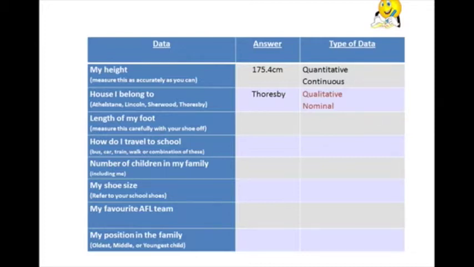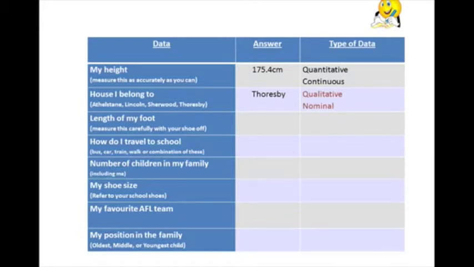The second category there, Thorsby, is definitely qualitative data. It's not number data, it is a category. Thorsby is a category. Are there any orders to Aston, Lincoln, Sherwood or Thorsby? Well, I'm sure some people might think that some houses are more important than others, or should be coming first, or should not be coming first. But in reality, they are just 4 categories with no particular order in them, so therefore it is nominal data.